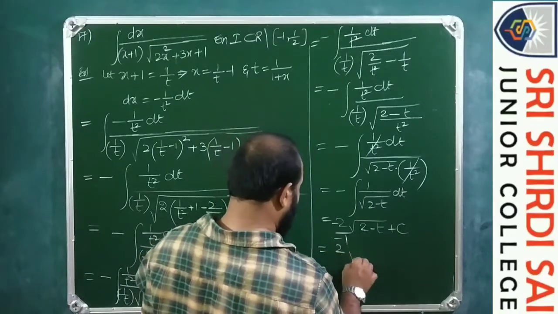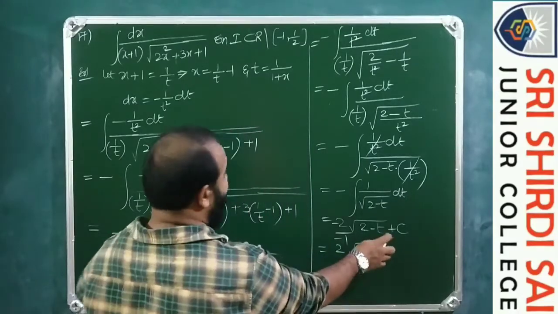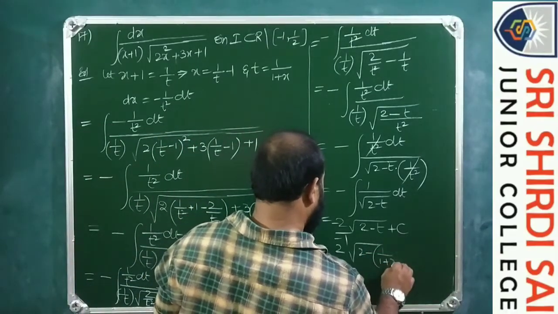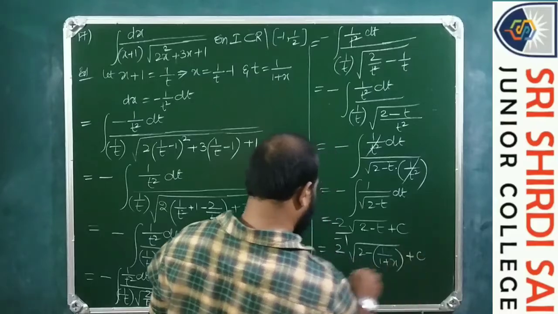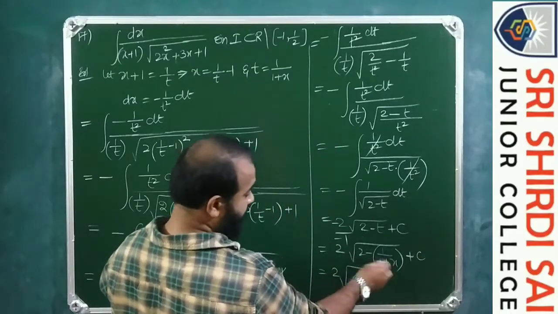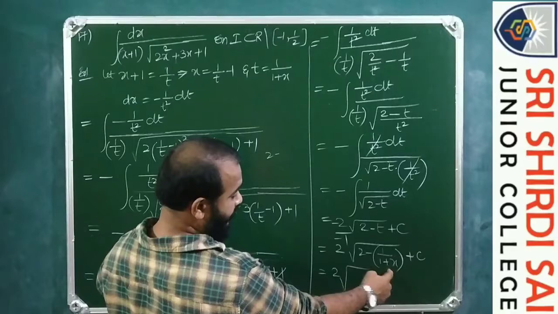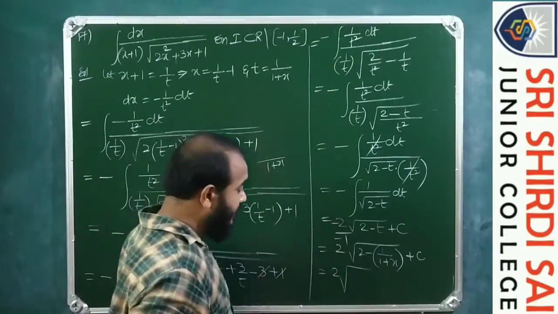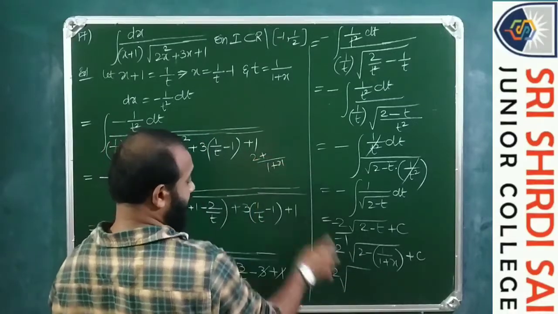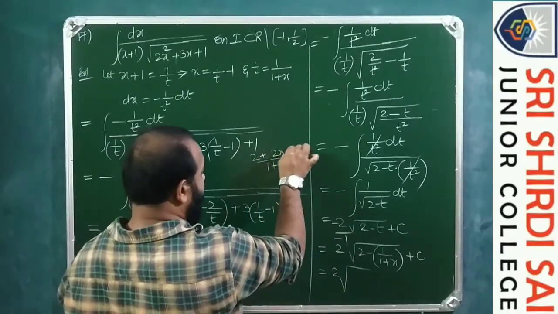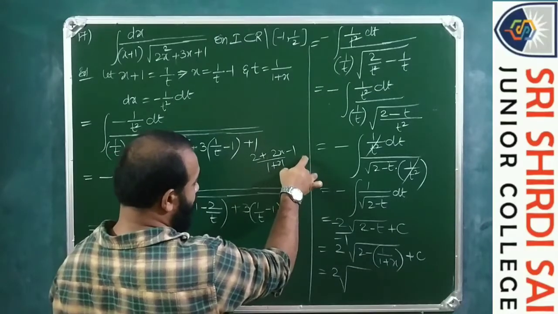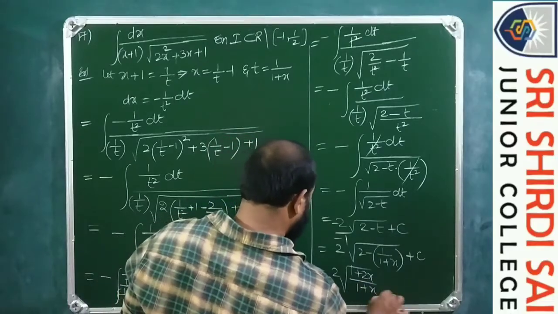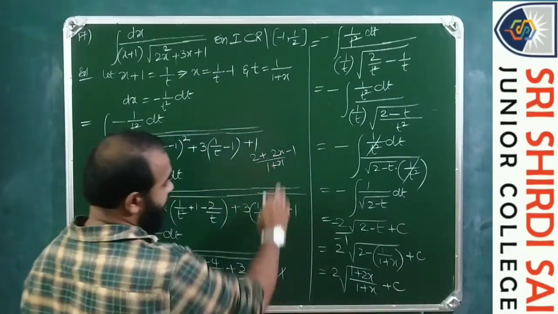So this is 2 into square root of 2 minus, the value of t is 1 by 1 plus x, plus c. So this is 2 root of 2 minus, LCM is 1 plus x. Here 1 plus x is LCM. 2 into 1 plus x is 2 plus 2x, minus 1. So 2 minus 1 is 1. So 1 plus 2x by 1 plus x plus constant of integration c.